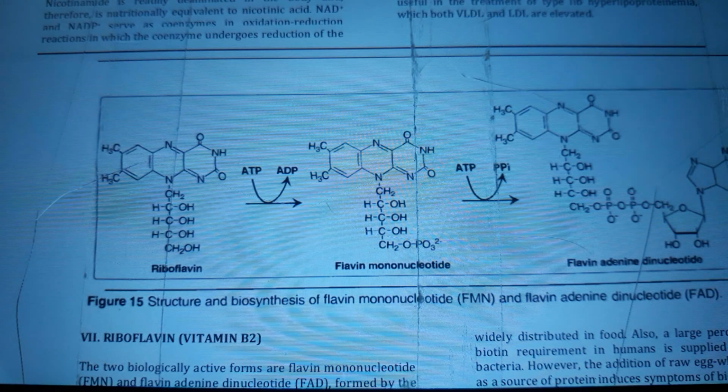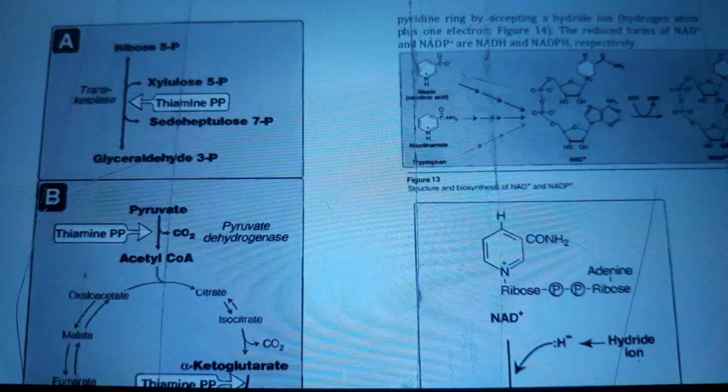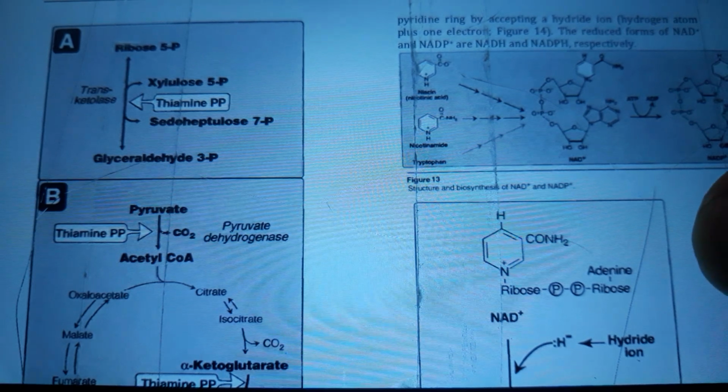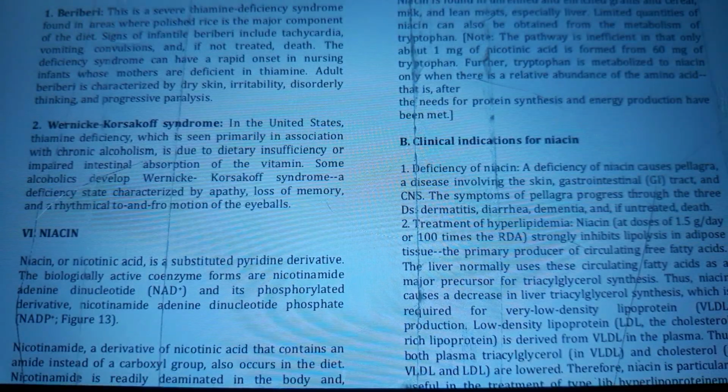NAD plus and NADP plus serve as coenzymes in oxidation and reduction reactions, in which the coenzyme undergoes reduction of the pyridine ring by accepting a hydride ion, a hydrogen atom plus one electron. The reduced forms of NAD plus and NADP plus are NADH and NADPH respectively. Distribution of niacin: niacin is found in unrefined and enriched grains and cereal, milk, and lean meats, especially liver.